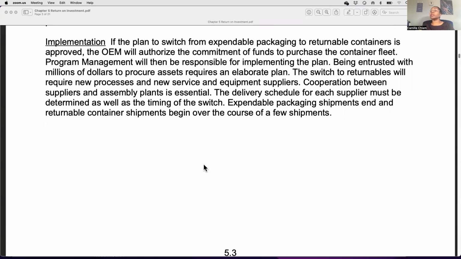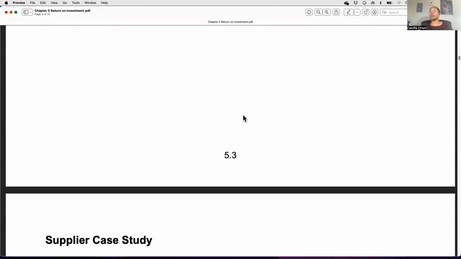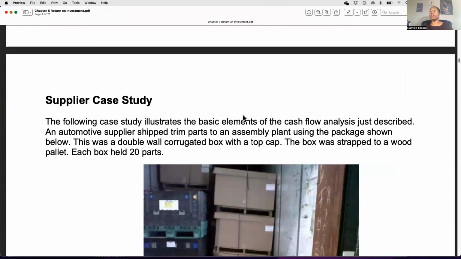Theoretically, expendable packaging shipments and the returnable container shipments begin over the course of a few shipments. So it could switch over pretty fast. You could go from one truck and then say today we're going to switch over. But that means you need to make sure the expendable version of the pack has been moved out of your plant, and the material that went in it has been used up.